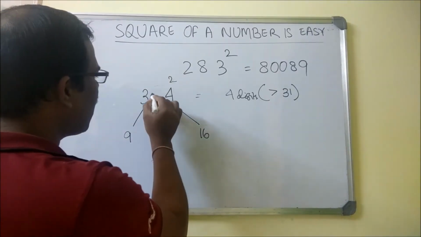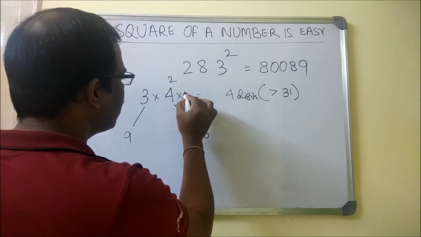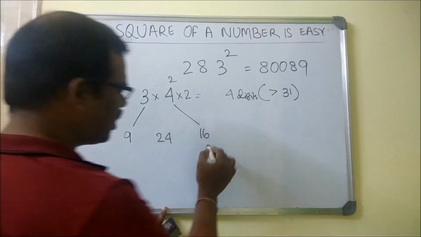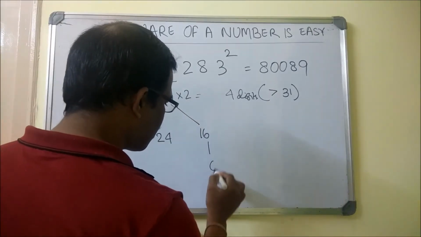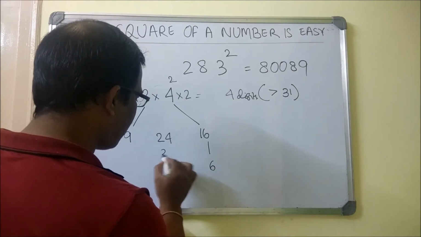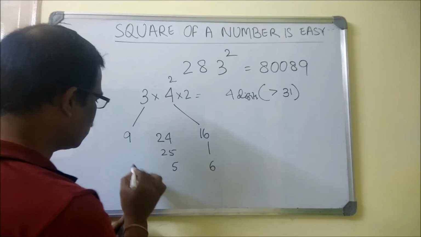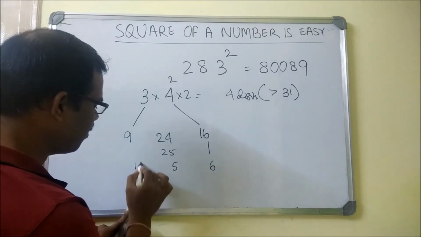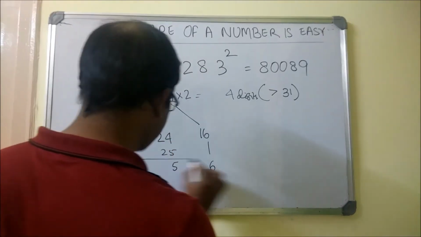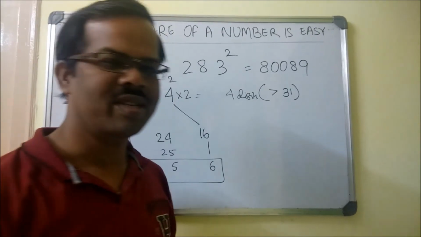And then you multiply these. 3 into 4 is 12. Again with 2, that is 24. Now you keep the 6. Then keep 1 and add it over here. That becomes 25. Keep 5 over here. Then take this 2. Add it over 9. That becomes 11. So your answer is 1156. Got it? So easy.